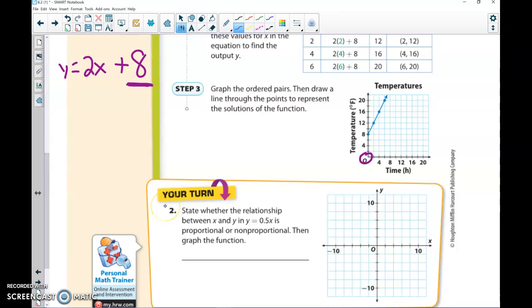Number 2, state whether the relationship between x and y is proportional or non-proportional, then graph it. Again, I don't see a plus a number there, so I know this is going to start at 0, 0. So then I know it is proportional. Just going to write pro there. And then our slope is 1/2. So that means I'm going to go up 1 over 2. And so that would be my graph then.